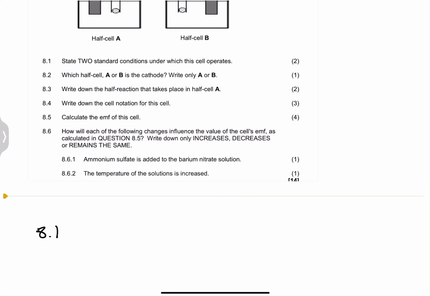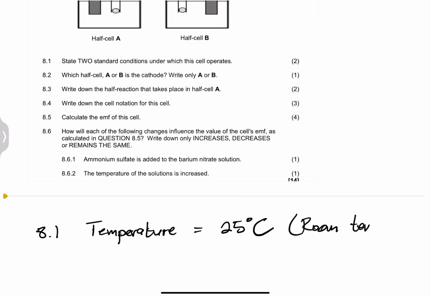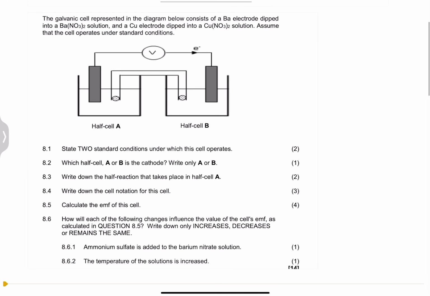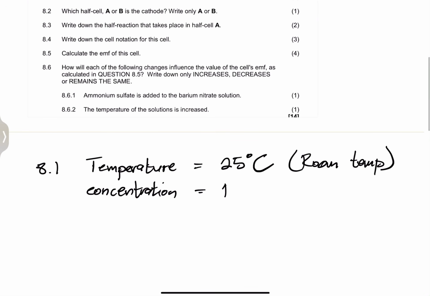So the first one is that the temperature must be equal to 25 degrees Celsius, so you can say room temperature. And the concentration of your electrolytes, which is your barium nitrate and copper nitrate in this case, must be equal to 1 mole per cubic decimeter. Obviously, that should be the initial concentration. So those are the two standard conditions.